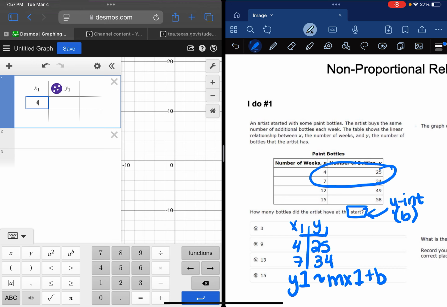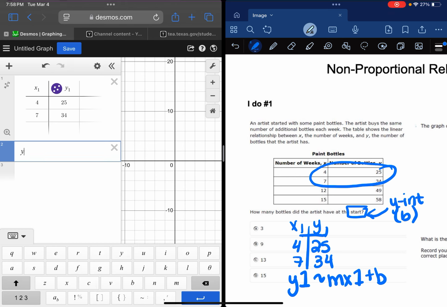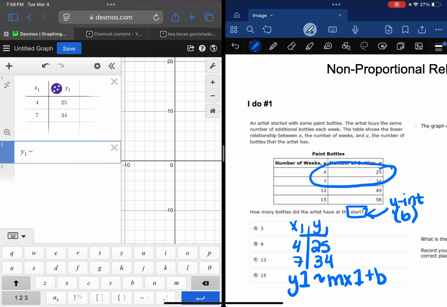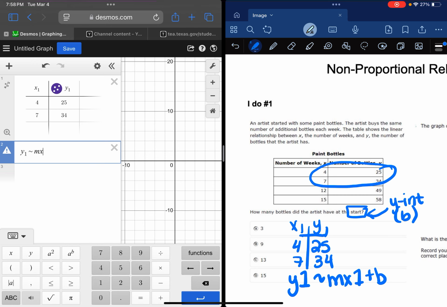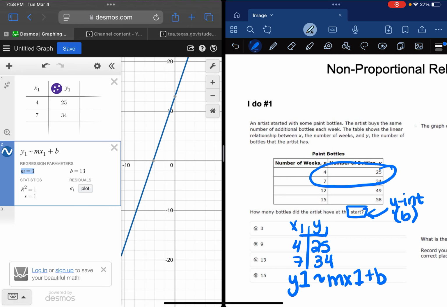Okay, then you'll put in your numbers, your coordinates for 25, 7, 34. You'll put in your slope-intercept formula. So that's y1 tilde mx1 plus b. And you see how we get an m. Our slope popped up. Our slope is 3, and our y-intercept is 13. So m is equal to 3, b is equal to 13.